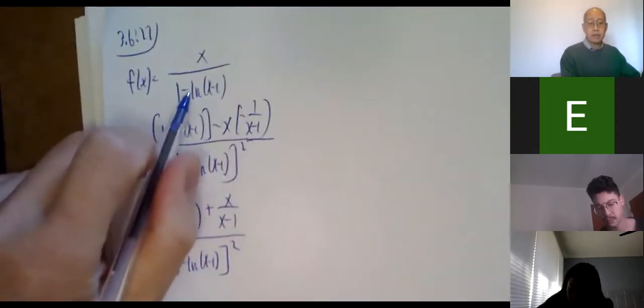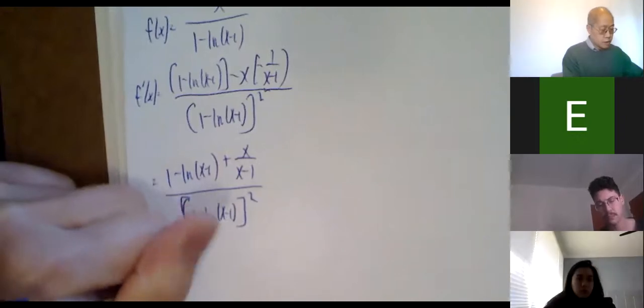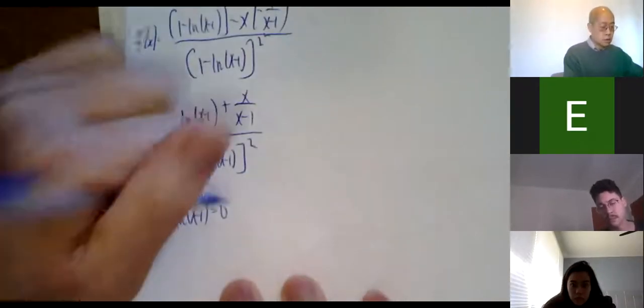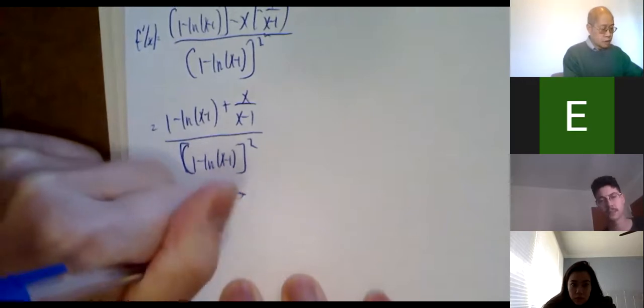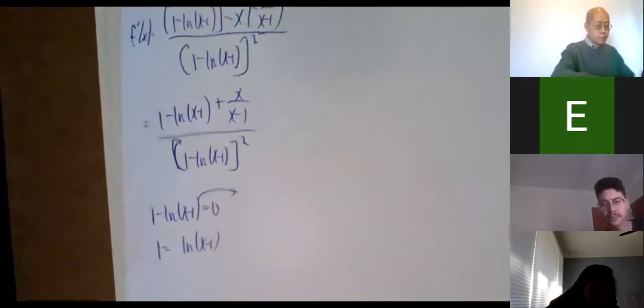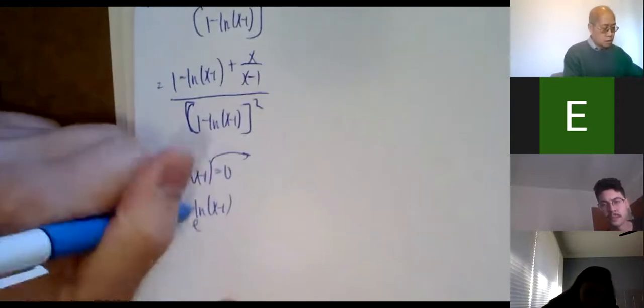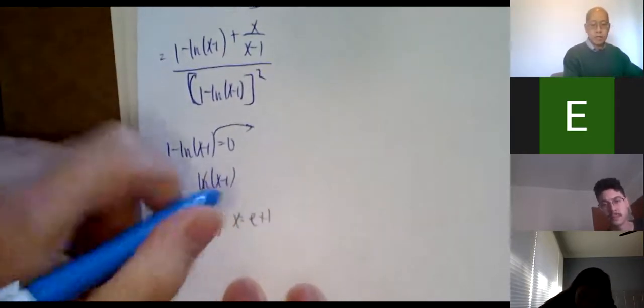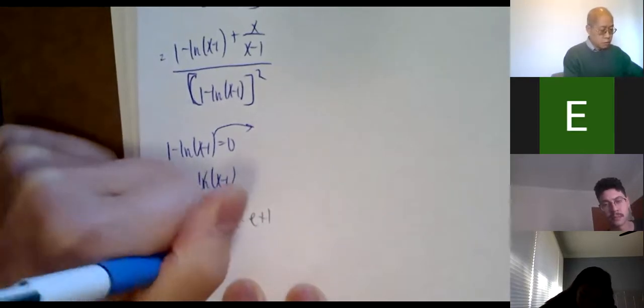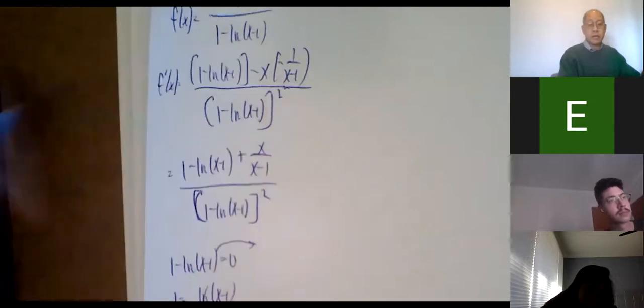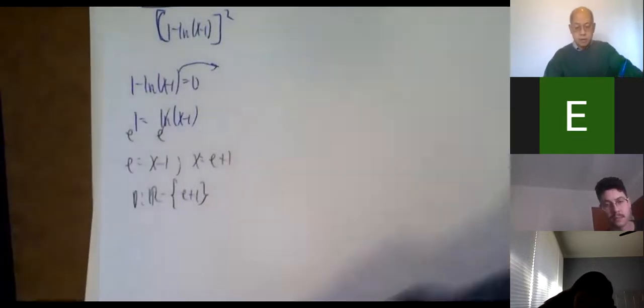Okay, for the domain, let's see, I don't want the denominator to be 0. So 1 minus ln x minus 1 equals 0. Move that over: 1 equals ln x minus 1. Exponentiate. e equals x minus 1. So x equals e plus 1. Okay, so the domain is all real numbers except for e plus 1. So the domain is all real numbers minus a set consisting of e plus 1. Okay, quick double check. If I plug in e plus 1, ln e is 1, yeah, that works. Okay, so that is that one.